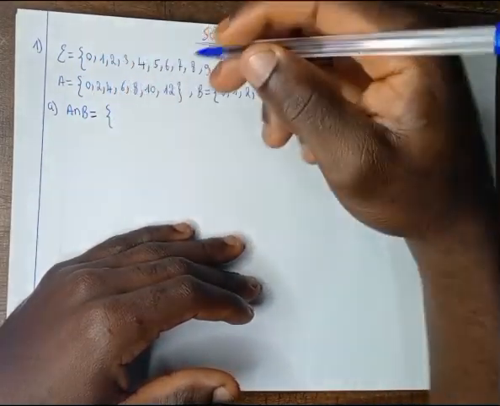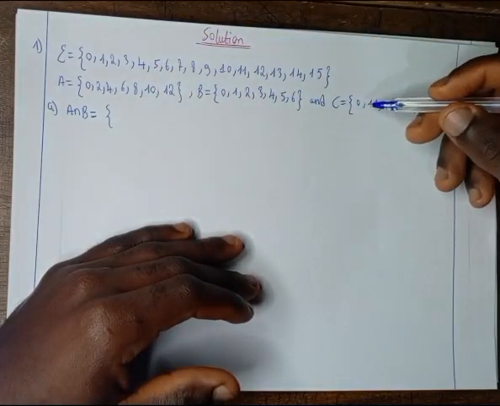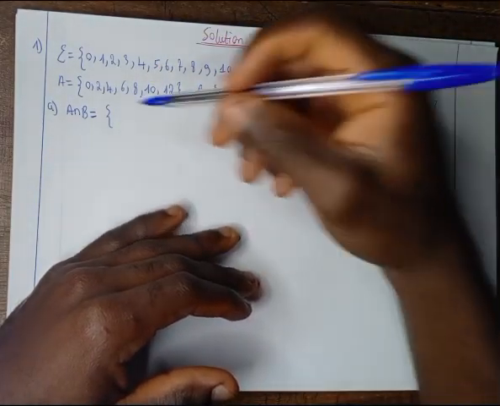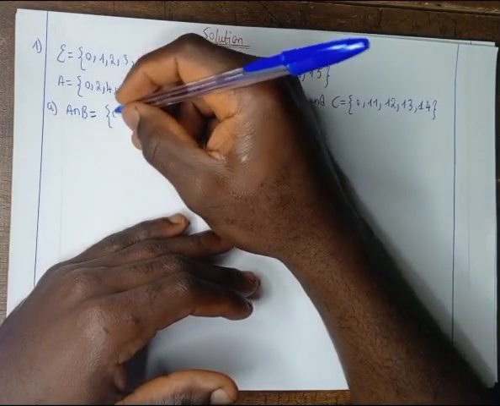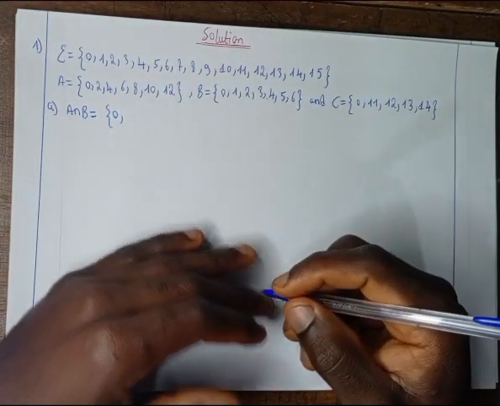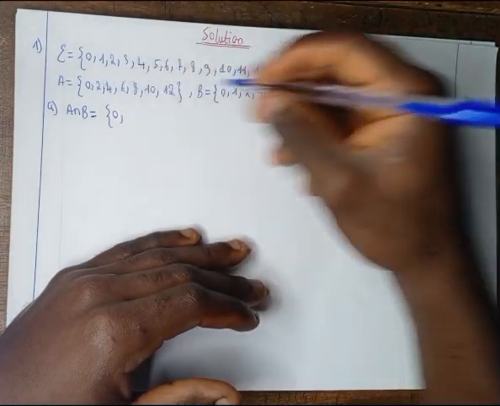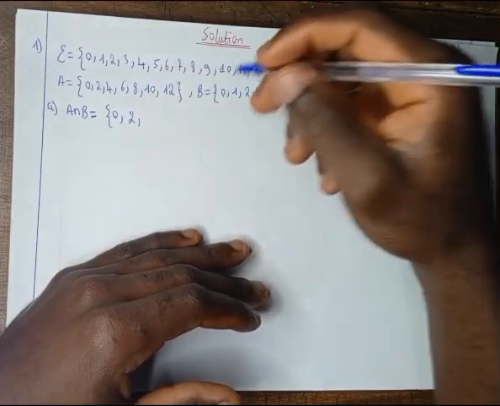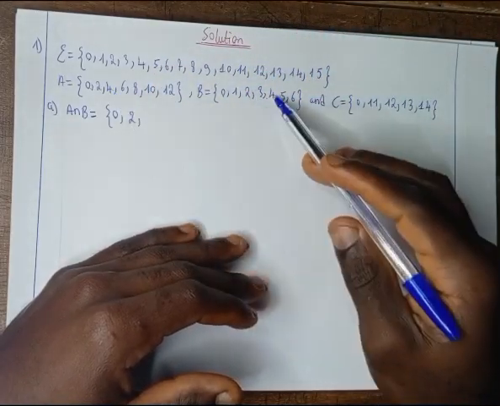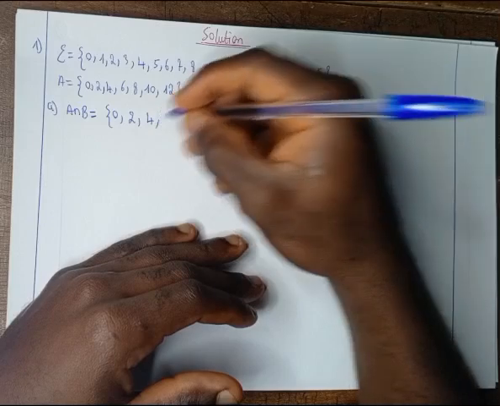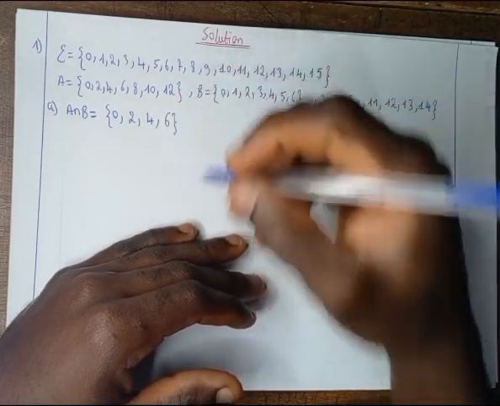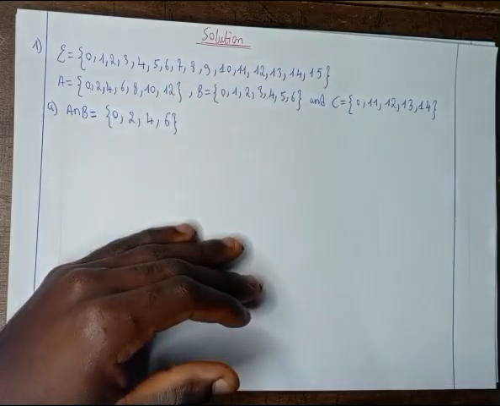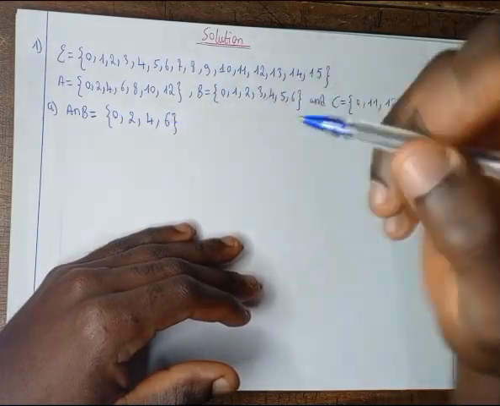For question A, we have to write out the elements of the set E intersection B. That means the elements we can see in the set A and in the set B. We can see 0 here. You can see 0 here. So 0 is an element of E intersection B. You can see 2, 2. The next we can see 4, 4. Next we can see 6, 6. E intersection B has elements 0, 2, 4, 6.